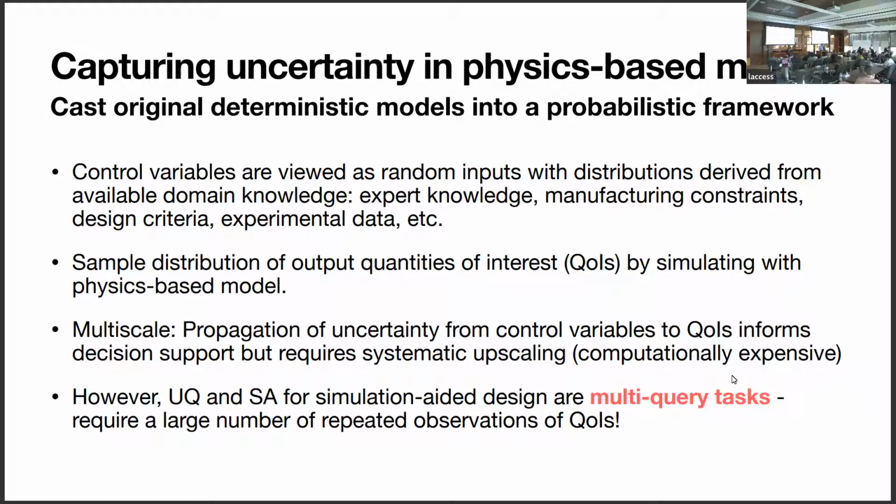So here we have these multi-scale models, and typically we think about capturing the uncertainty in these physics-based models by casting some deterministic model into a probabilistic framework. What I mean is we're going to think about the control variables as being some random inputs to the system, with distributions that are derived from available domain knowledge. That includes actual data, engineering design constraints, things that are known by the engineers that are designing the systems. And what we're interested in is sampling output quantities of interest, typically by simulating the physics-based models.